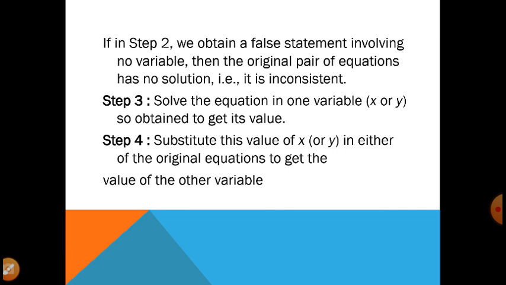That value of x or y should be substituted in either of the original equations to get the value of the other variable. Initially two equations are given, and in either one of them we can substitute the value. Finally we get the other variable's value.